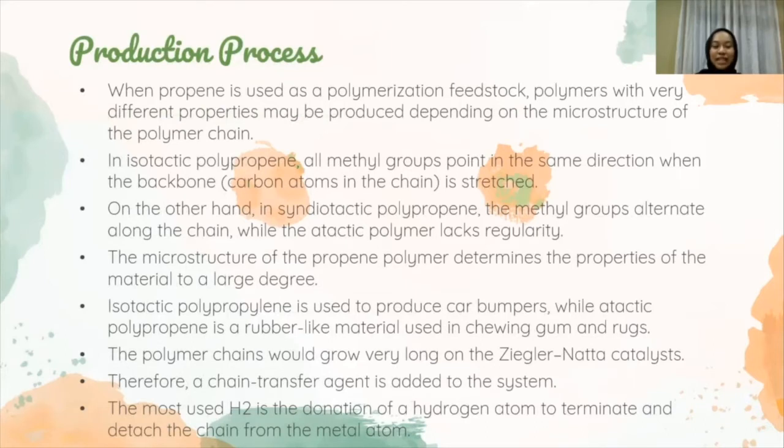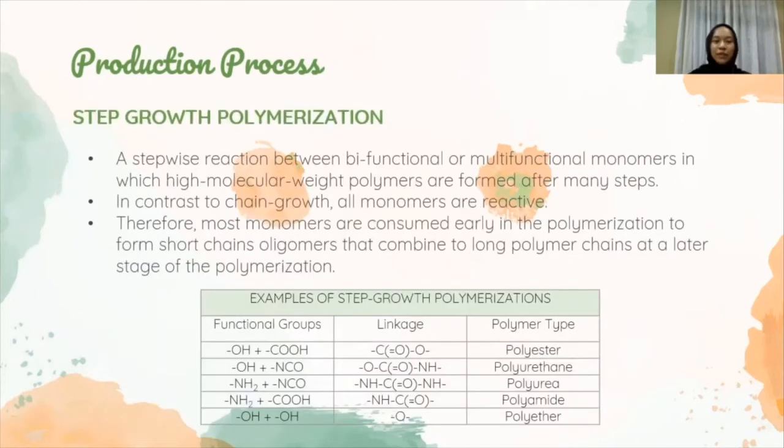The polymer chains would grow very long on the Ziegler-Natta catalyst. Therefore, a chain transfer agent is added to the system. The most used is hydrogen, which donates a hydrogen atom to terminate and detach the chain from the metal atom. Step growth polymerization is a stepwise reaction between bifunctional or multifunctional monomers in which high molecular weight polymers are formed after many steps.